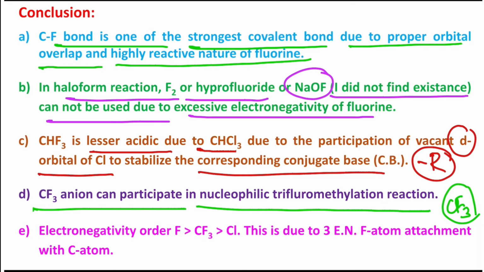Now, and finally, the electronegativity order, please remember this. Fluorine is more electronegative than trifluoromethyl, and this trifluoromethyl is even more electronegative than chlorine. This is a very interesting property, and this is because of the 3 fluorine atoms attached to this carbon, that's why this carbon became extremely electron deficient or electronegative. Okay, means its tendency to grab or pull the electron density from the covalent bond is increased. That's a typical definition of electronegativity. Okay, so this is the end of discussion.